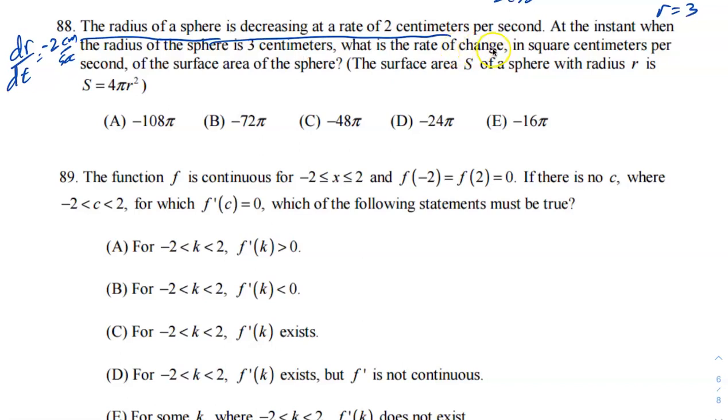What is the rate of change in square centimeters per second of the surface area? So they want to find dA/dt. They gave me the rate, and they want to find the rate of the surface area. And then they give me the equation. So we have all that. Now, the general rule is you cannot plug in r until after you take a derivative. So r is going to stay there for now.